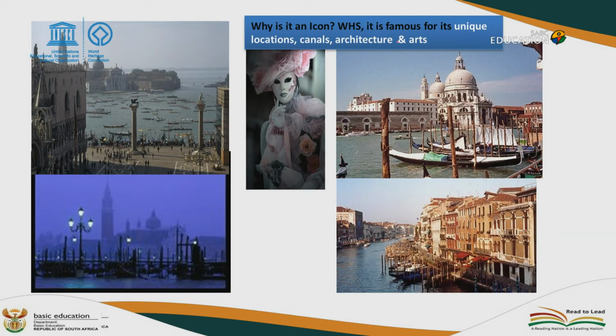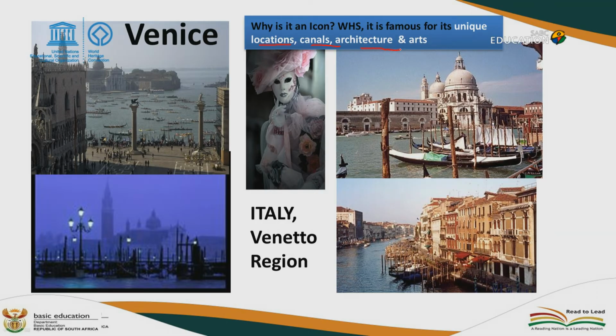And then we have this beautiful place. Why is it an icon? Remember we were talking about Venice? It has unique locations, canals, and art. It's where you are able to view the entire city using the canals from place to place. As a means of transport, they are using boats. It's in Venice and in Italy.